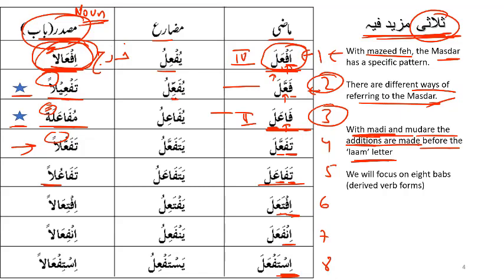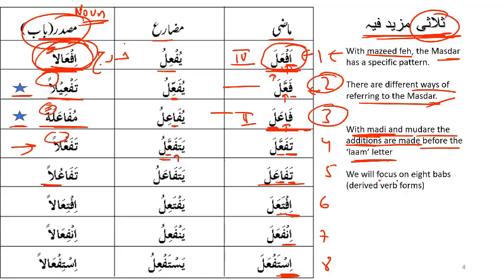So over here we have an extra ayn, here we have an extra alif, here we have an extra ta, over here, an extra ayn. All this is happening before the lam. After the lam, there is no action happening or no addition happening with these mazid fi.